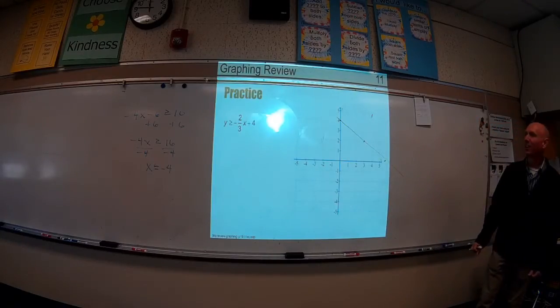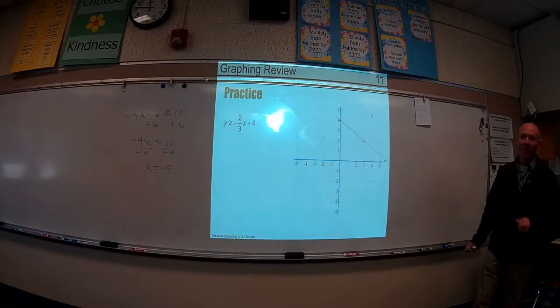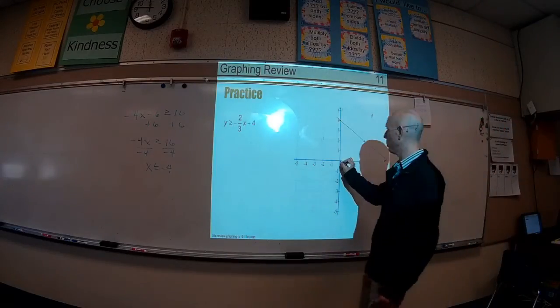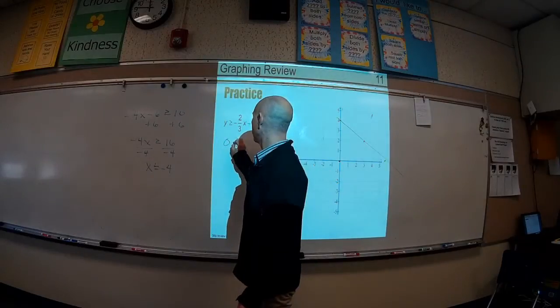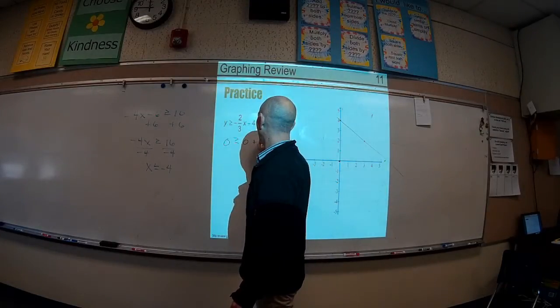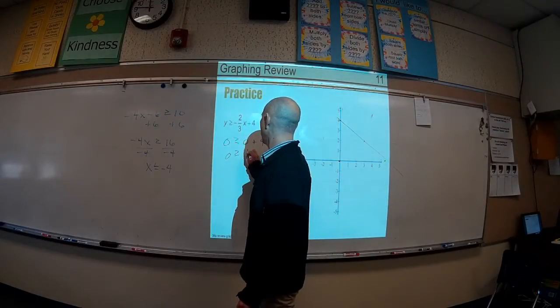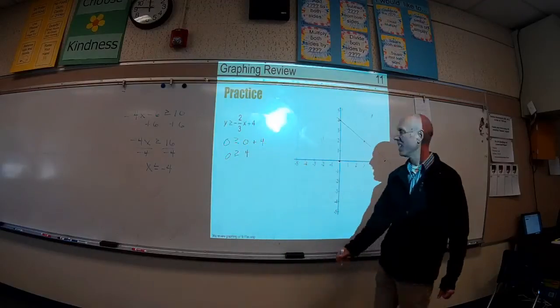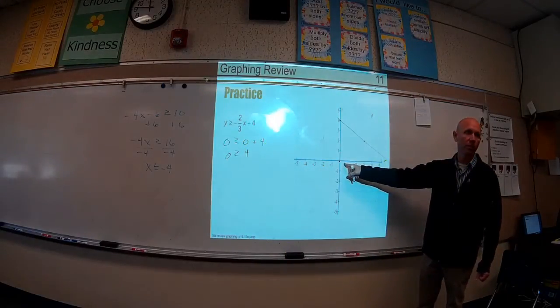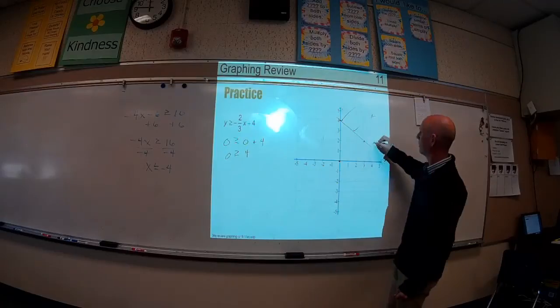There. You're right. Now, I'm going to test 0, 0. And let's see if it works. Plugging in this point right here. 0 is greater than 0 plus 4. 0 is greater than 4. False. This is false. So where do I shade? The other side.